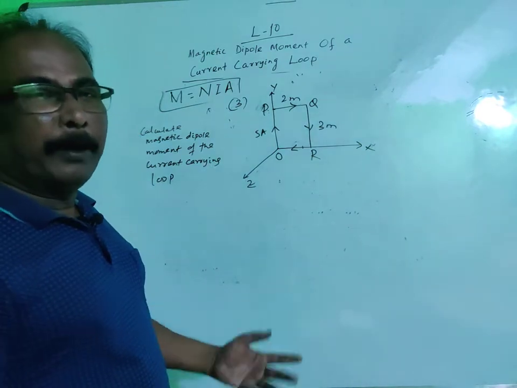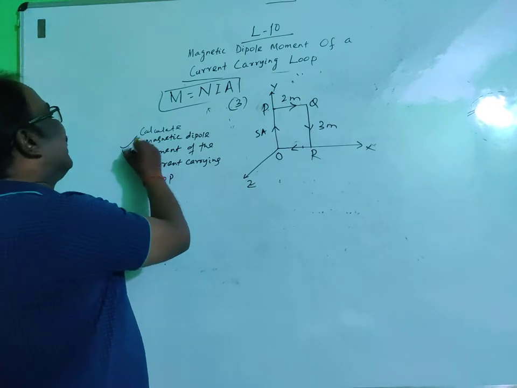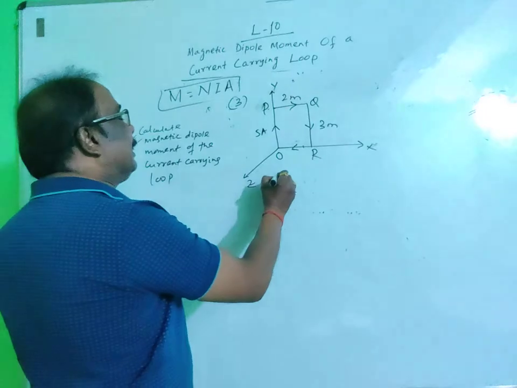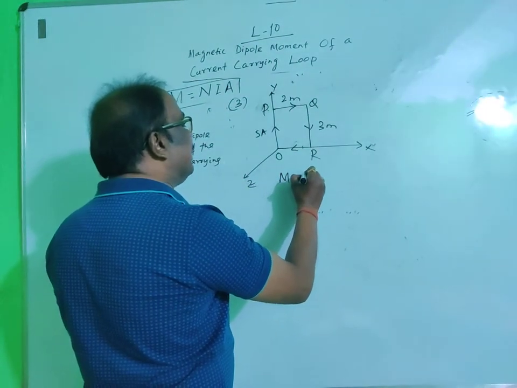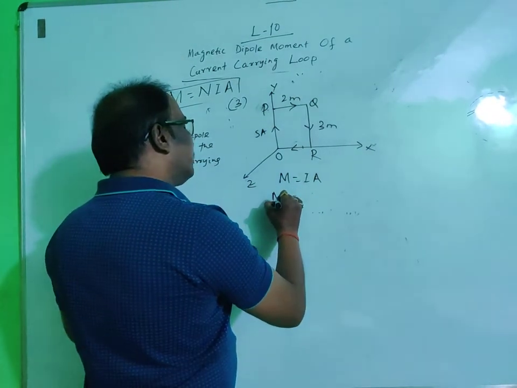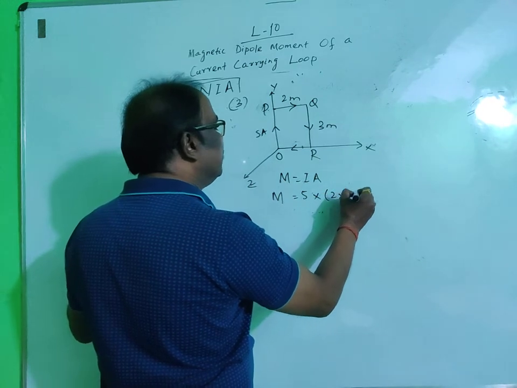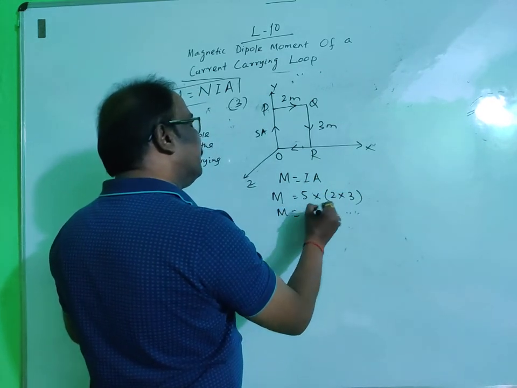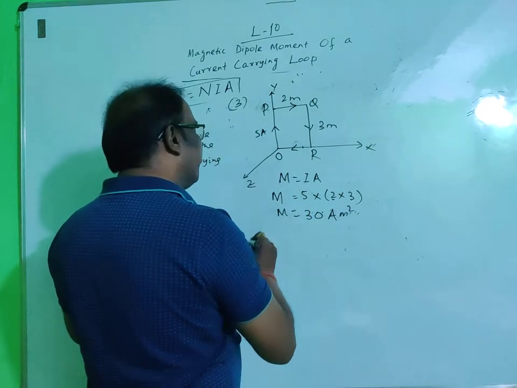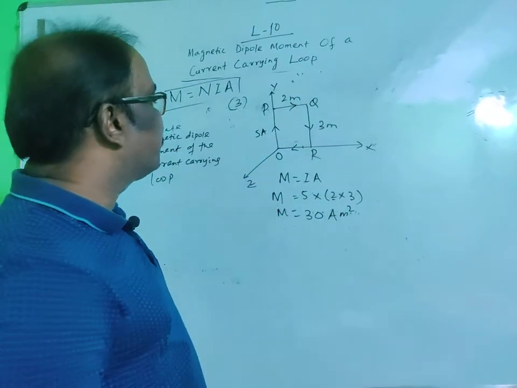Then we have to find the magnitude and direction of magnetic dipole moment. So calculate the magnetic dipole moment of the current carrying loop as shown in the figure. Magnetic dipole moment in this case is N i A, N is 1, current into area. First get magnitude: current is 5 ampere and area is 2 meter into 3 meter. So magnetic moment is 6 into 5, means 30 ampere meter square.